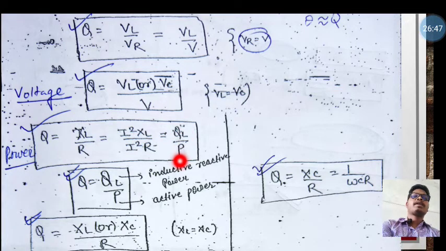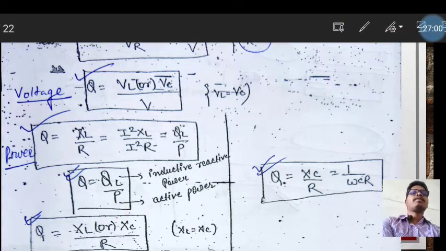The reactive power divided by active power. So quality factor is equal to reactive power, that is inductive reactive power, divided by active power. Like that, XC divided by R, so XC value is 1 divided by omega C into R, and quality factor is equal to XL or XC divided by R, that is XL is equal to XC.